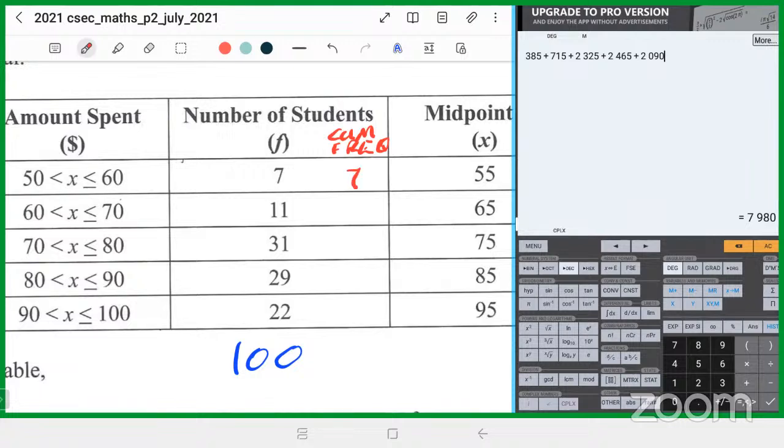So you have 7 students first. They are the 11 students here. So 7 plus 11 makes so much? 18. You have to add this 31. How much are they going to get? 49. So the 50th student is in here.